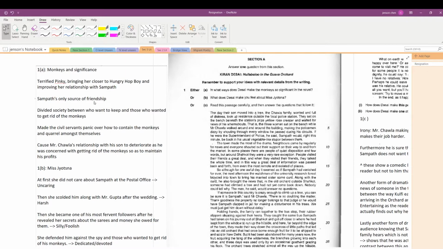So in this case, by terrifying Pinky, they actually, to cut a long story short, led Pinky to have a chance encounter with a hungry hot boy, which led to her seeking advice from Sampath on how to deal with her feelings for him. And of course, this caused her to be closer to Sampath. So that's one significance of the monkeys in the novel, restoring or improving Sampath's relationship with his sister Pinky.